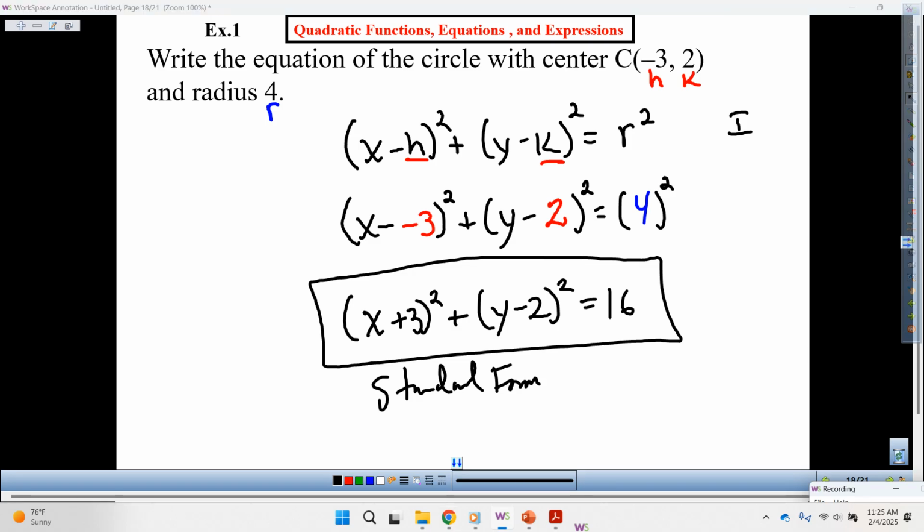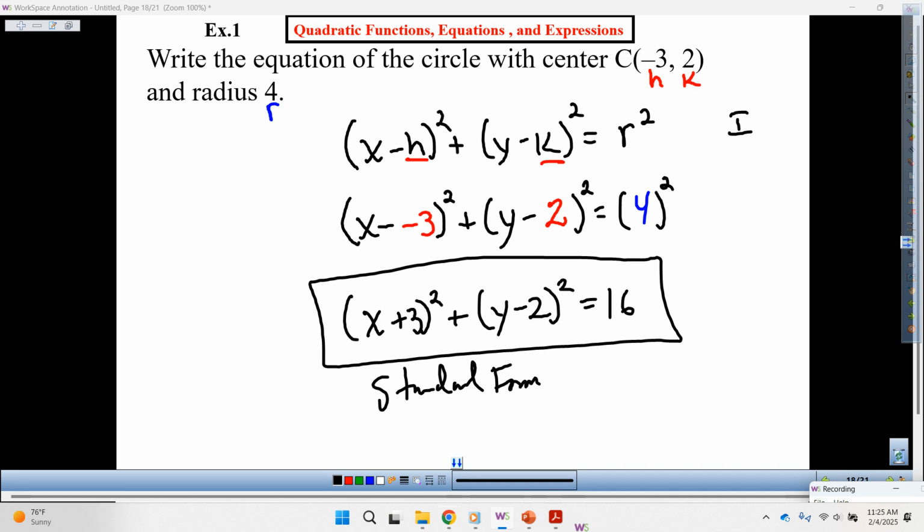Some of your notes, I want to see what you did. Bless you. All right, from 1 to 5, how comfortable are you with this so far? Pretty straightforward, yes? Just substituting values.